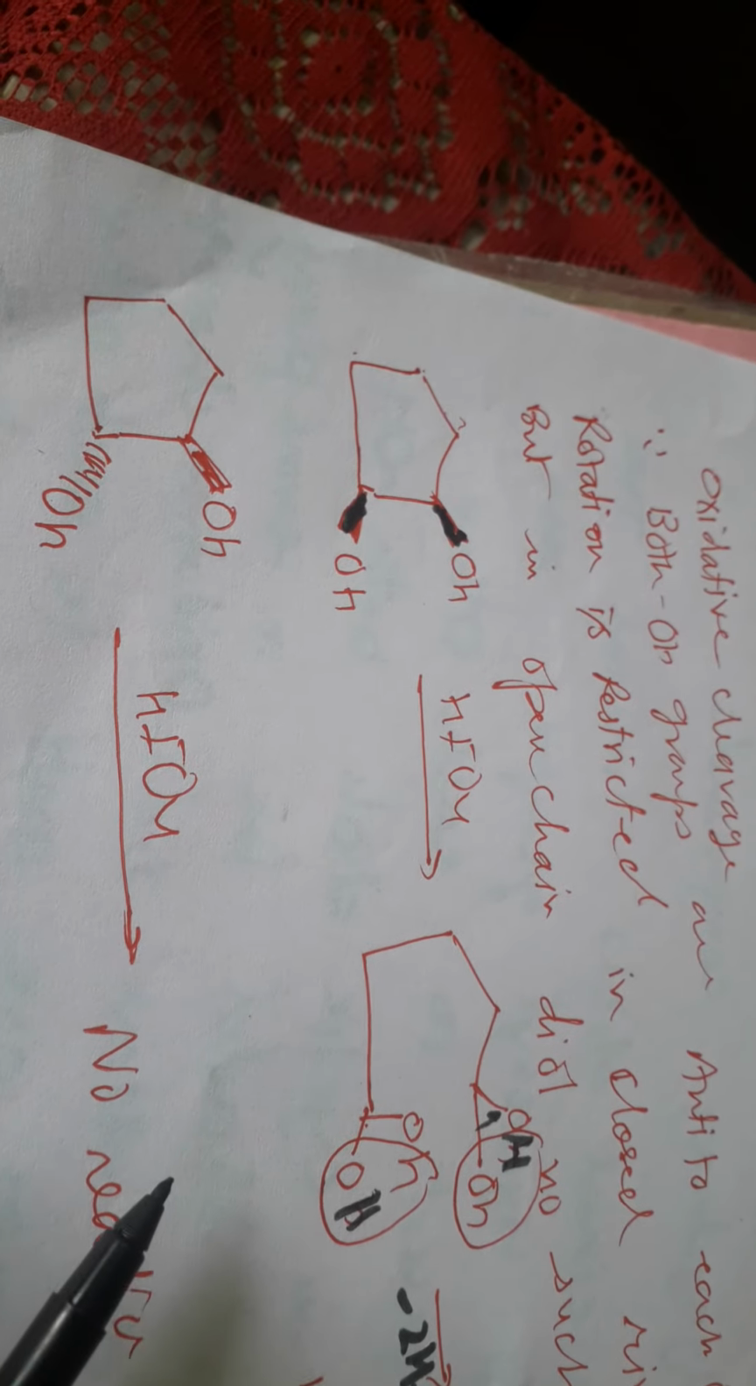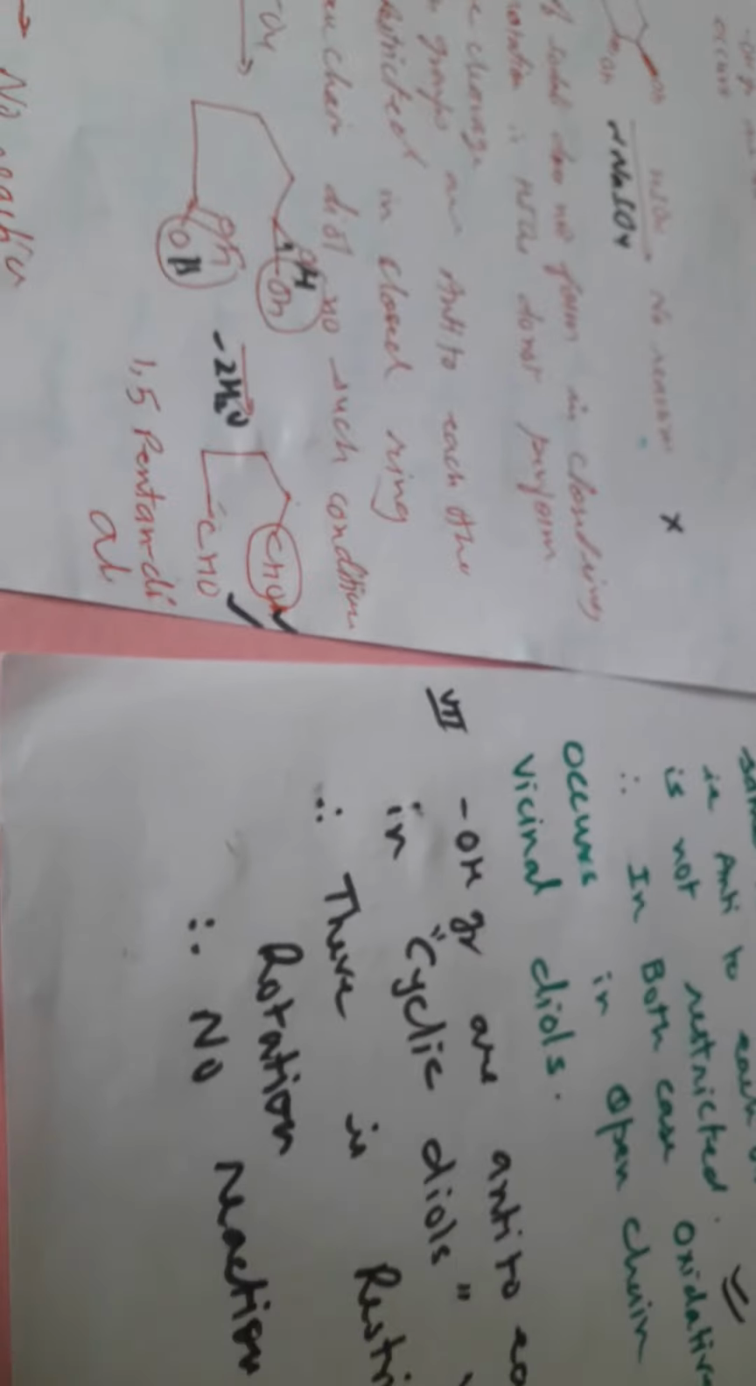Now see here, the two OH groups are anti to each other. With HIO4, there will be no reaction, because the OH groups are anti to each other. In a cyclic vicinal diol there is restricted rotation, so no reaction will occur. Clear to you? So we are comparing open chain vicinal diol and closed chain vicinal diol.